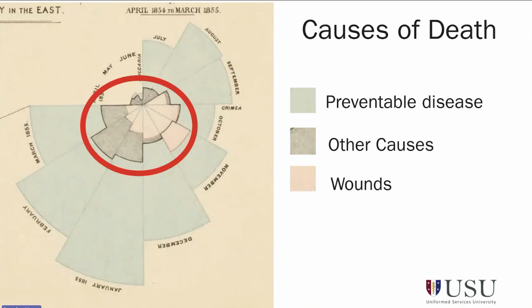I want the learner to see clearly how much smaller the area for wounds and other causes of mortality were than the preventable diseases in the Crimean War. You'll notice that red outline wasn't there in the beginning. It popped on as I started to reference it, and that's another way to manage cognitive load. It's not only what you show, but when you show it.